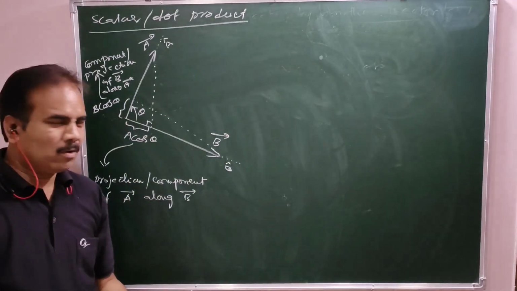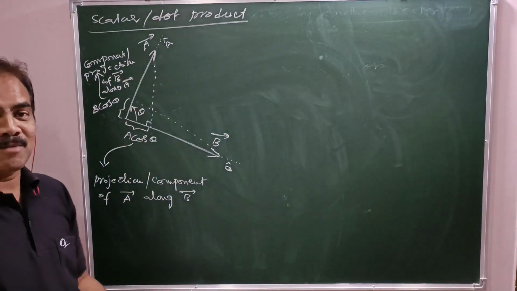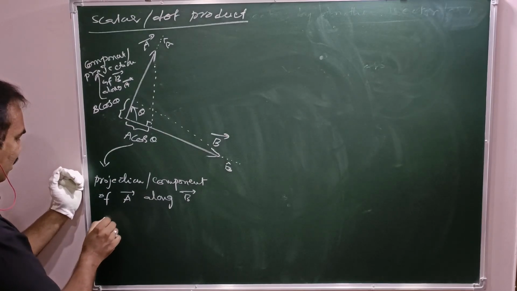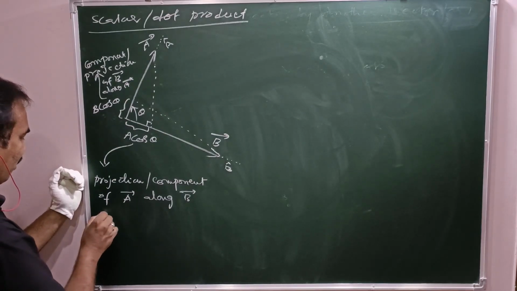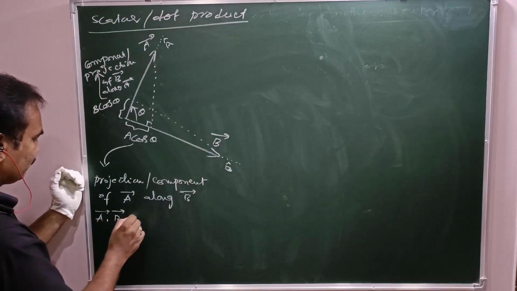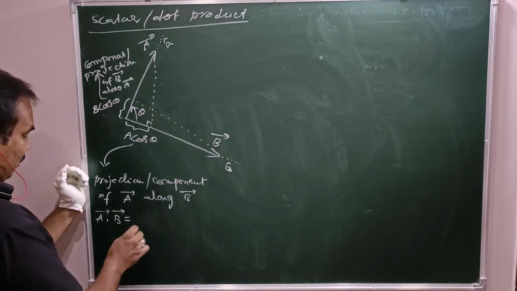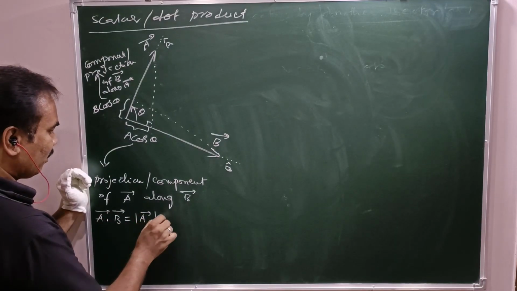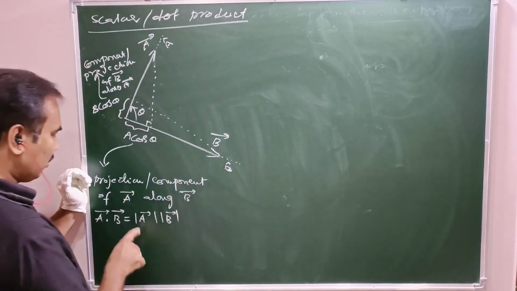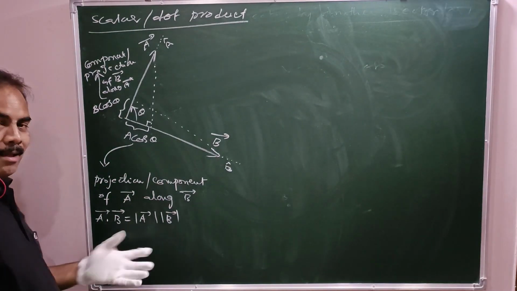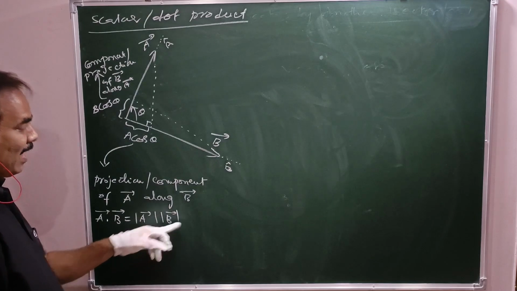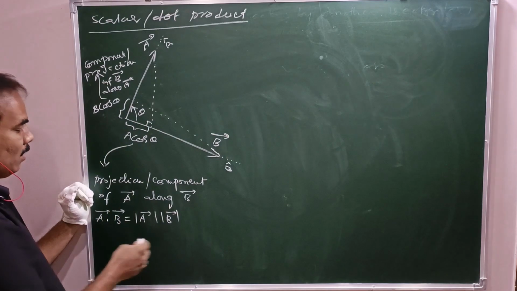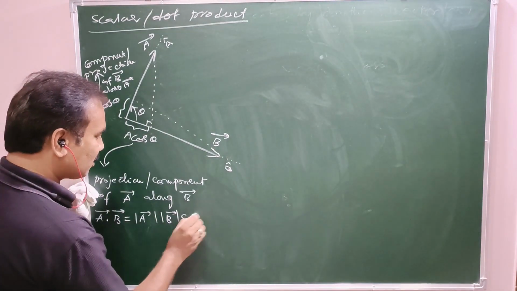Now, how can you measure the dot product of these two vectors A bar and B bar? The dot product can be written as A bar dot B bar, and is measured as the product of the magnitudes of both vectors, mod A bar and mod B bar, multiplied by the cosine of the angle between them. What is the angle between them? Theta. So into cos theta.